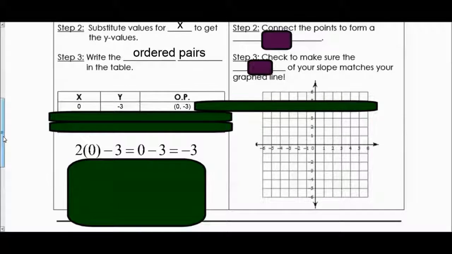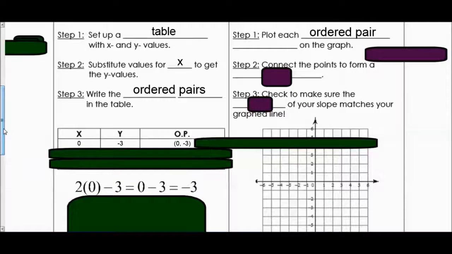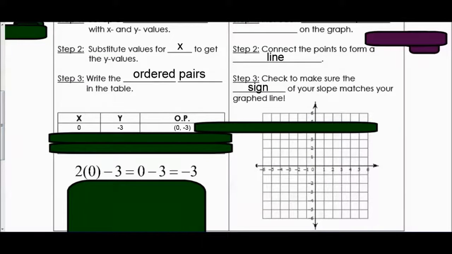Actually, let's just go over to the graph right now just to make that connection. We're going to plot each of those points, each of the ordered pairs on the graph. We'll connect the dots to form a line, and we're going to check to make sure that our slope actually matches our graph. We'll do that at the very end. So let's just plot this first point, 0, negative 3.